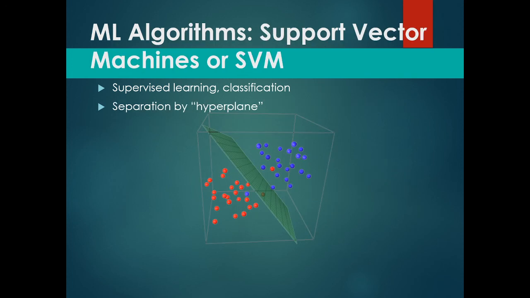Now let's look at another algorithm called support vector machines. Support vector machines are a classification in which the separation is done by a hyperplane. As you can see here, there are two classes which are separated by a complete plane. So it gives us better predictive models in some case scenarios.